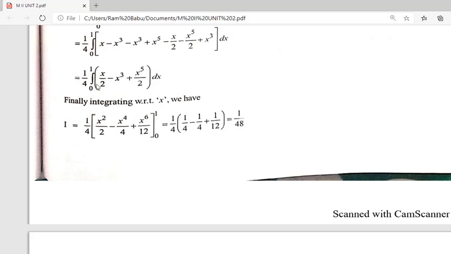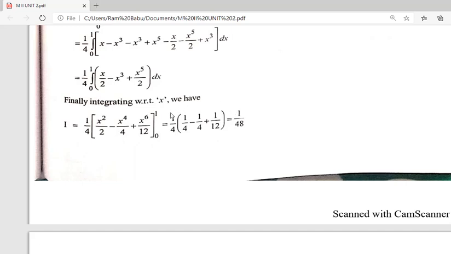Okay, draw the limits 0 to 1. After application of these limits we get 1 by 4 into, replace x with 1: 1 square by 2, 1 square by 4, 1 by 4 minus 1 by 4 plus 1 by 12. Replace x with 0: 0 square by 2 minus 0 by 4, 0 power of 6 by 12, 0. Therefore on replacing x with 0 we get 0.